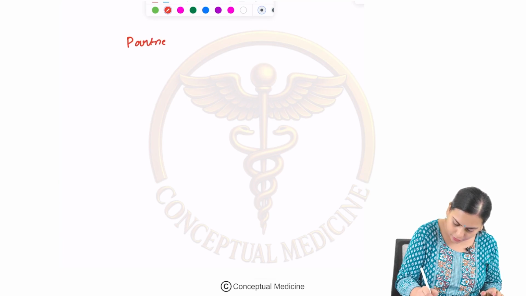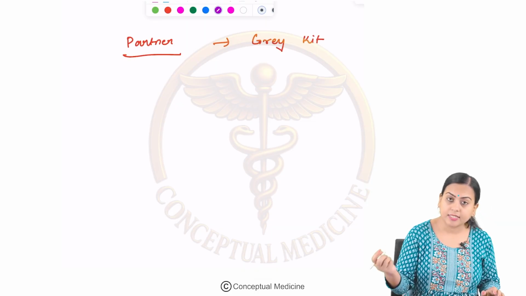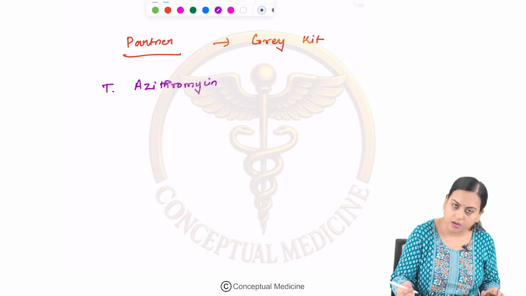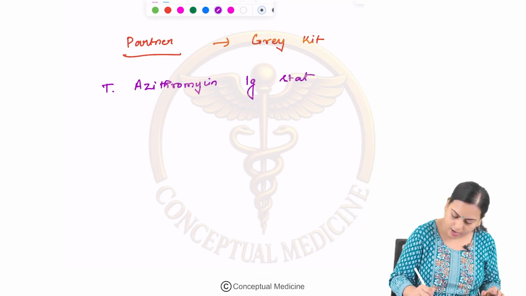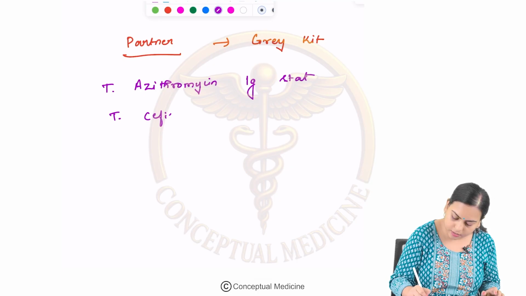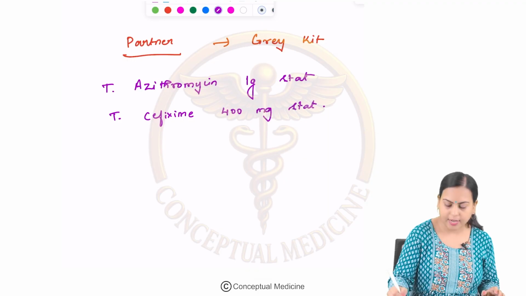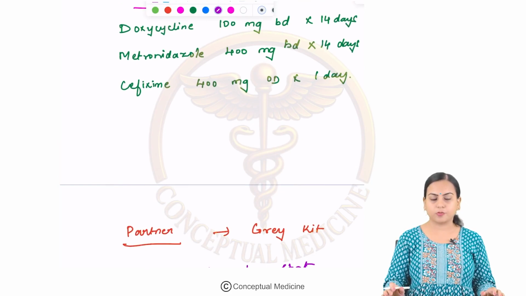Right. Next one is you have to treat the partner also with the grey kit. It contains tablet azithromycin 1 gram stat and tablet cefixime 400 mg stat. Clear? So, this is how the outpatient management is done.